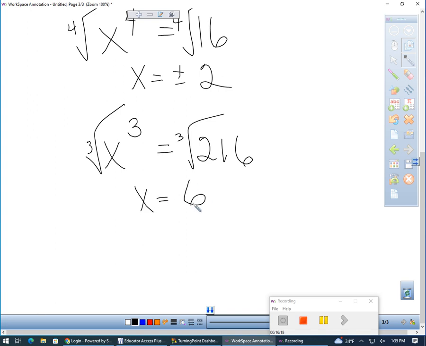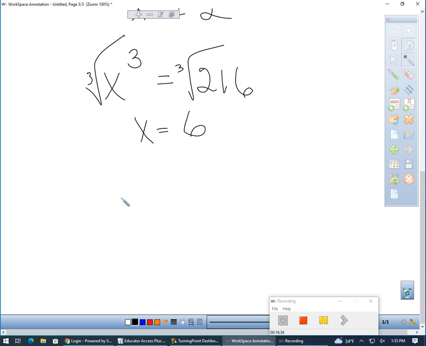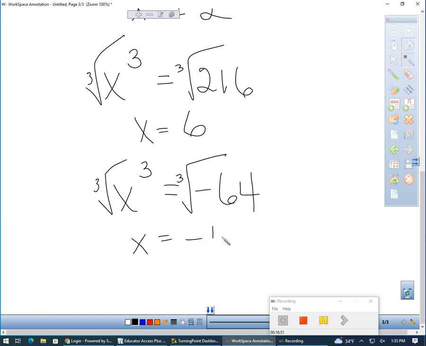But it's only positive 6 because what's inside my radical? Positive. So when it's an odd radical, whatever the value is on the inside is what it is on the outside. So at the same time, if I had x to the 3rd equals negative 64, when I cube root both sides, this time I get x equals negative 4. Because with an odd radical, it's got to be just that sign. Okay? We're doing all right? Yes.